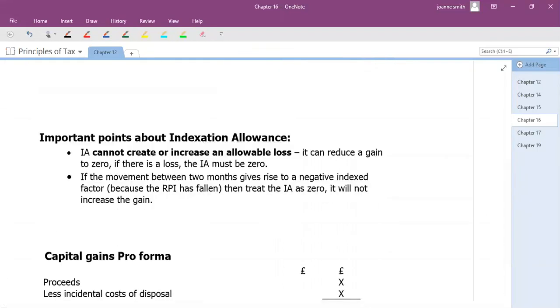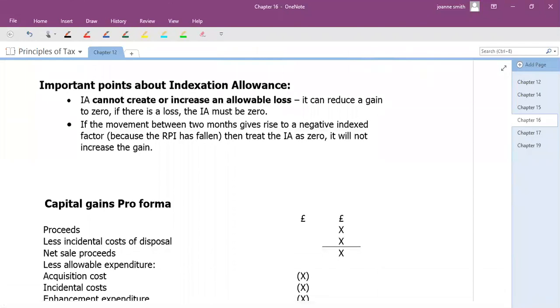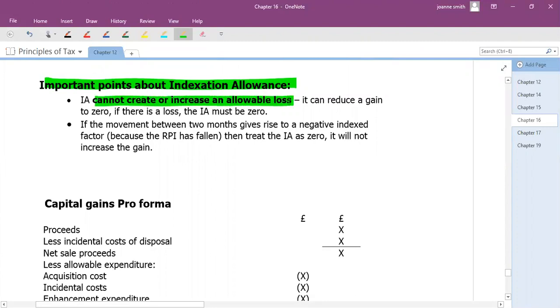So we've got a pro forma over the page. It does point out here, indexation cannot be used to create a loss. So if you've not got a profit or a gain, you won't calculate indexation allowance. The idea is that it will reduce the gain to 0 in the best case scenario.